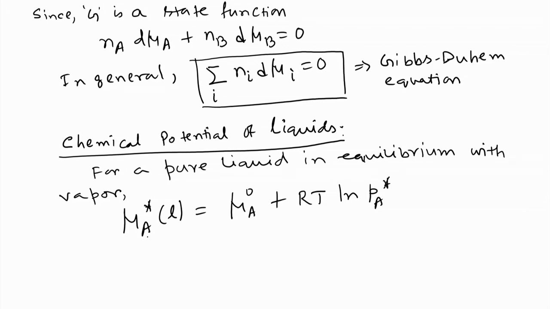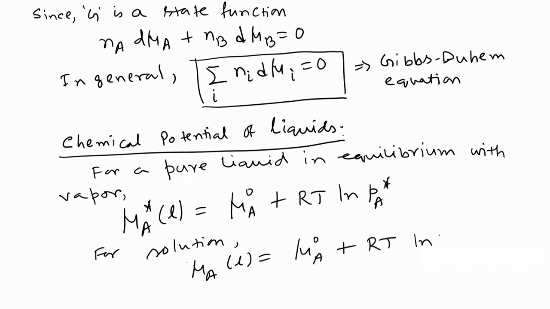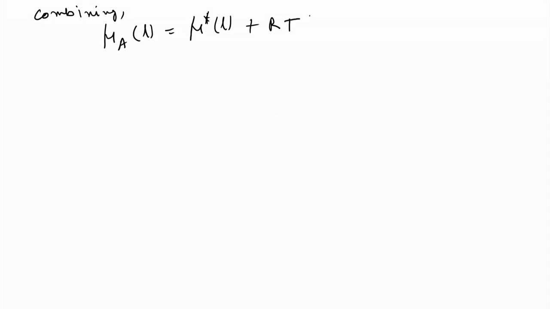So, for a pure liquid, suppose we have pure liquid A, then we can write mu A liquid equals mu A naught plus RT ln PA star. Okay. And for a solution, we can write mu A liquid is nothing but mu naught A plus RT ln PA. And if we combine these two equations, we can write mu A liquid equals mu star A liquid plus RT ln PA by PA star.